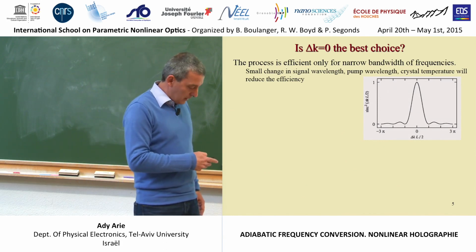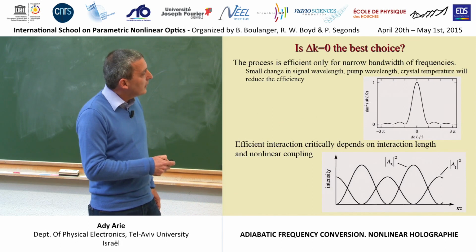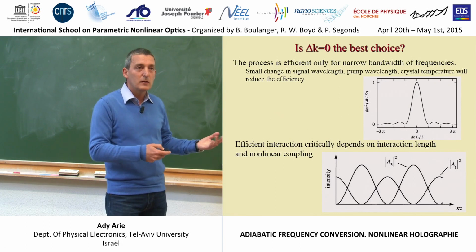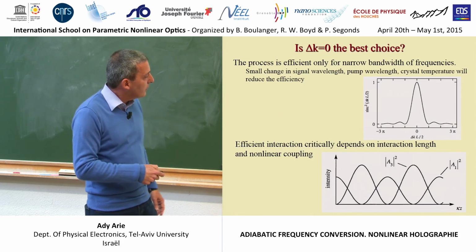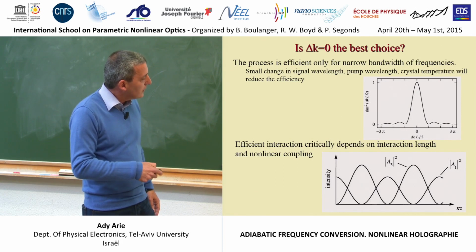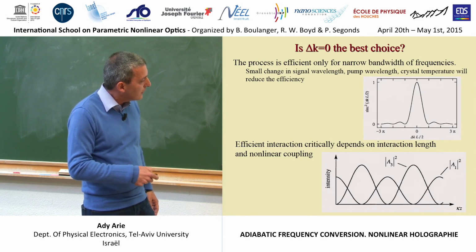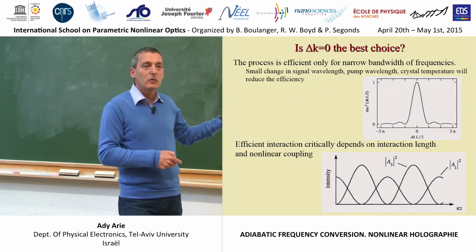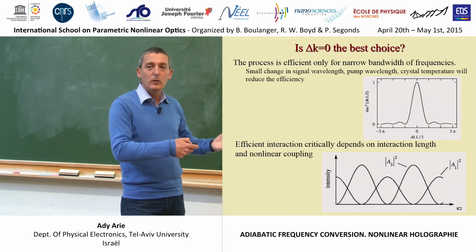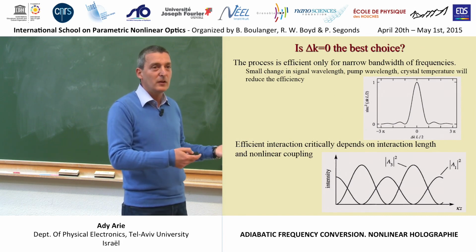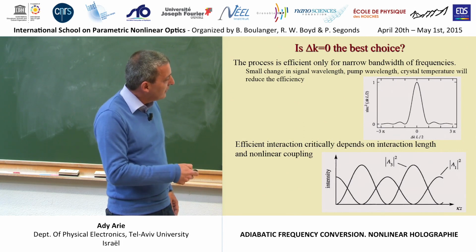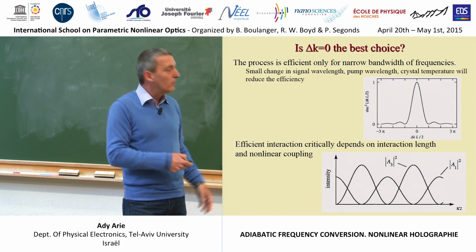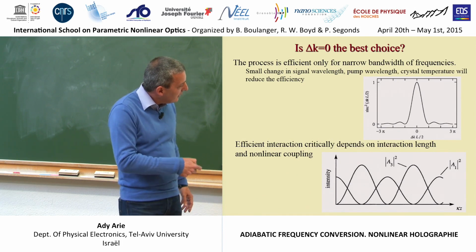But there's another problem. Even if we are exactly at this point, and we start to do this process, this is omega 1, and this is omega 3. We have some conversion from omega 1 to omega 3 as we go along the crystal. And at some point, we may get even 100% conversion. Everything was converted from omega 1 to omega 3. But unfortunately, that's not the end of the story, because if we continue, then we have back conversion. Light goes back from omega 3 to omega 1. So if we really want good conversion, we have to cut the crystal exactly here.